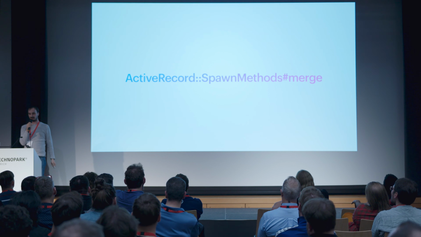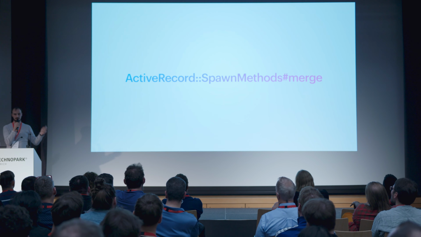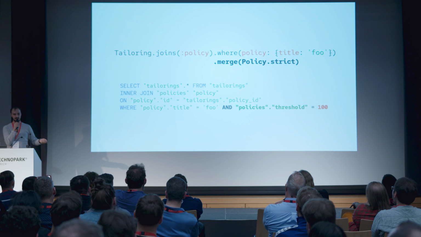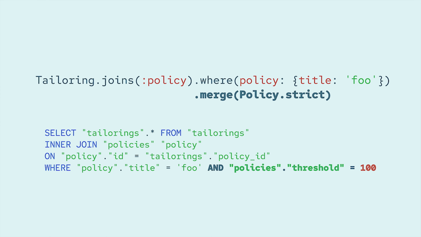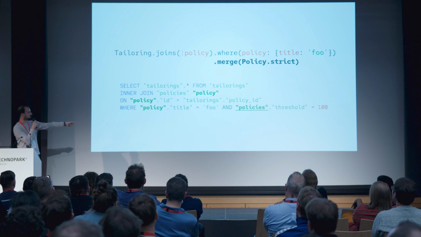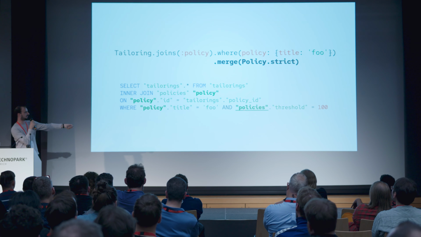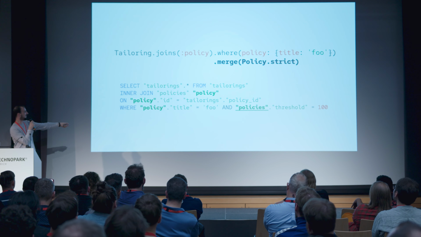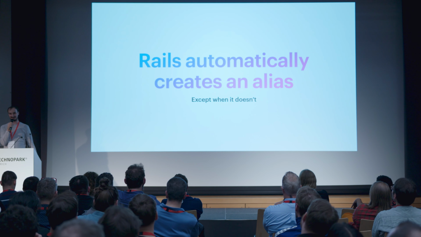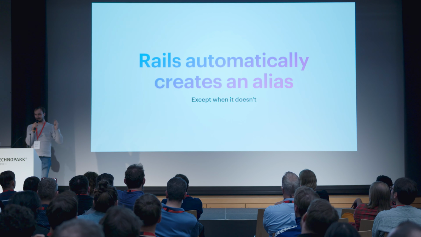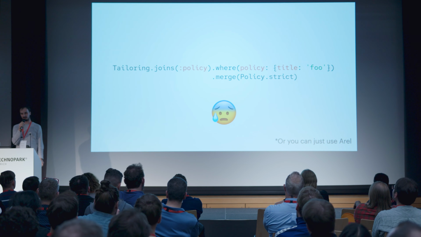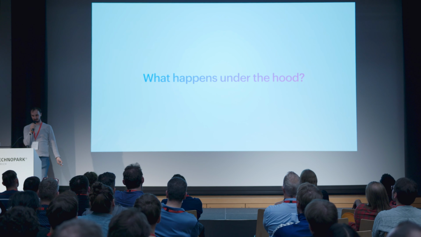There is something called ActiveRecord merge that allows you to merge two scopes, basically taking the where clause from one and putting it to the other, as you see it here. It's nice, right? But if you look closer, here you have my pointer. Is my pointer visible? Okay, so here is policies, here's policy, and we aliased it. It's not going to work. So Rails automatically creates an alias, but sometimes it doesn't. But I really wanted to use this kind of style of code method calls. So I started to look into what happens under the hood.